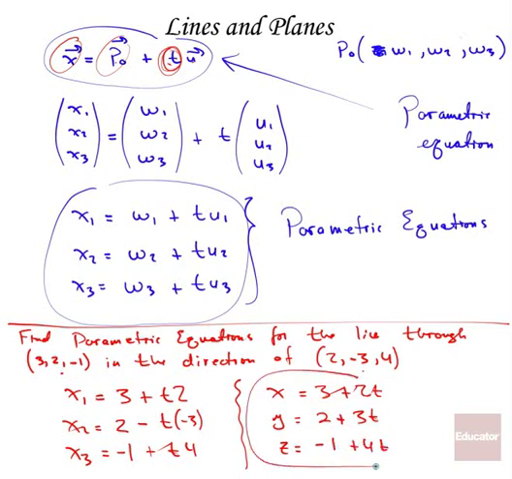These equations give you the x, the y, and the z coordinate of all the points that are on this line that pass through this point and are in the direction of this vector. Okay?